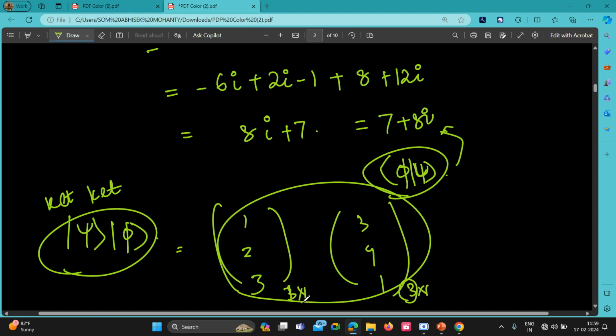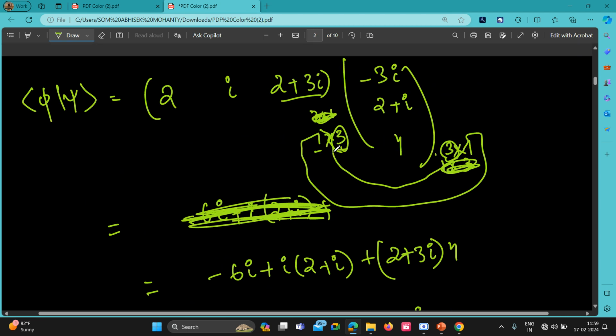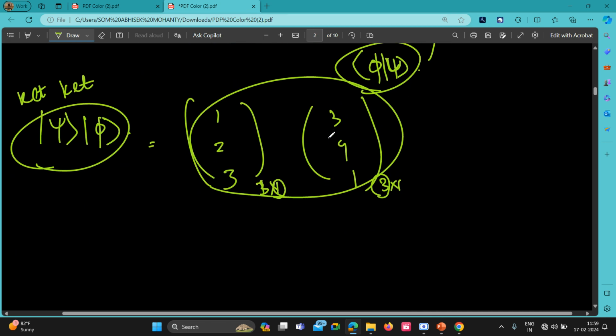So these two are not even equal. See, how can two matrices be multiplied? If these two are equal, then the dimension of the other matrix will be this. But here, these two are not equal. So they cannot be multiplied with each other, and we cannot take the inner product. So this doesn't make any sense. We will not get the answer of this.